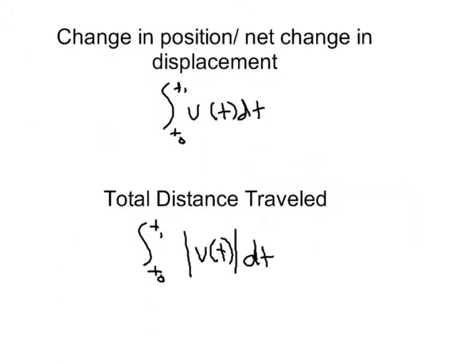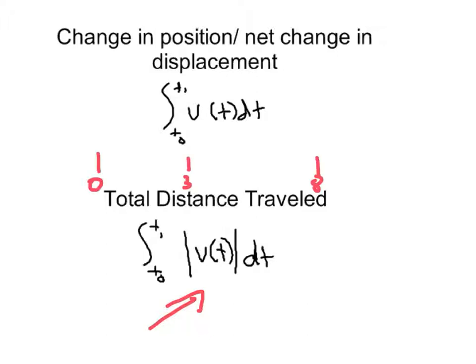Here's the second really important thing here. If I integrate velocity, that gives me the change in position or displacement. To get the total distance traveled, I need to find the absolute value of velocity, which means I need to take all the negative areas and make them positive.